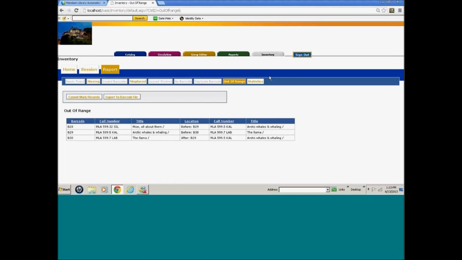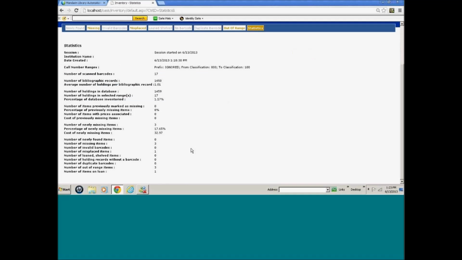And then your last tab is the statistics tab that we first looked at. And these can all be printed.